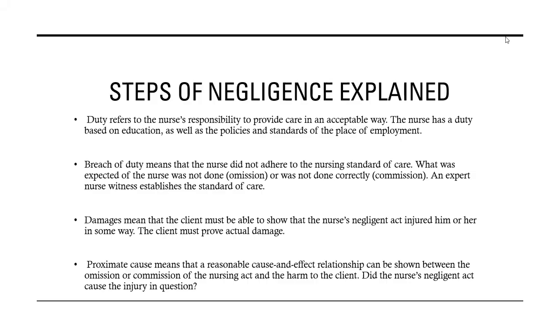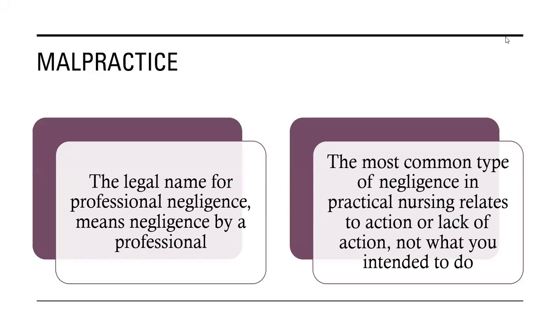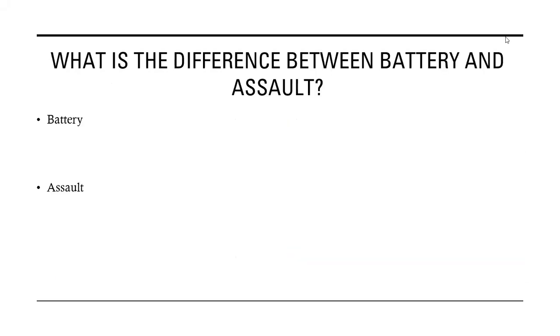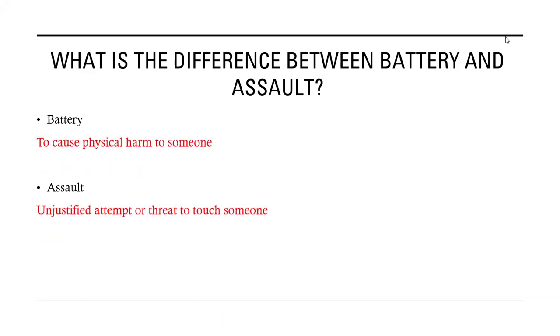Malpractice is the legal name for professional negligence, meaning negligence by a professional. The most common type of negligence in practical nursing relates to action or lack of action, not to what you intended to do. So it's very important that you document everything. You take the time to provide those interventions and that you document what you have done.